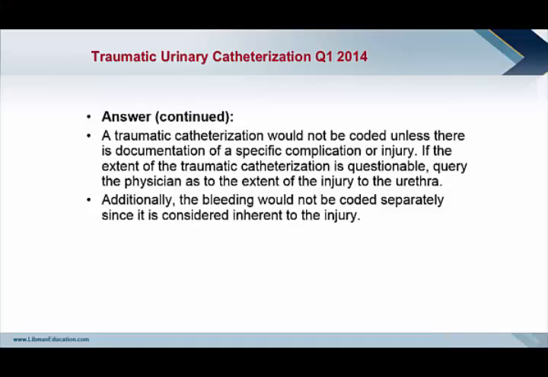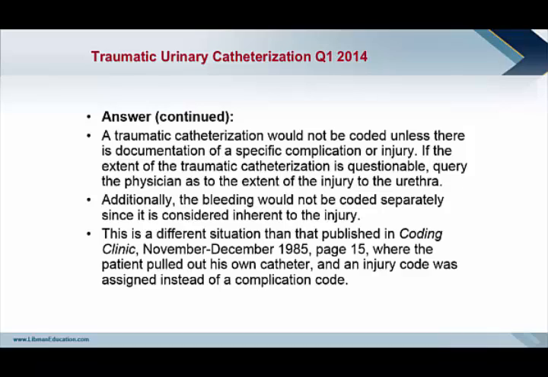Coding clinic goes on to tell us, and this is really one of the reasons that they bring this question to our attention, that this is a different situation than was published in the November-December 1985 coding clinic, page 15, where the patient pulled out their own catheter, and an injury code was assigned instead of a complication code because that injury was caused by the patient themselves and did not occur during the course of medical care. And that's really one of the reasons that this coding clinic is being brought to our attention, to bring about the difference in the nature of the occurrence of the injury to the urethra.